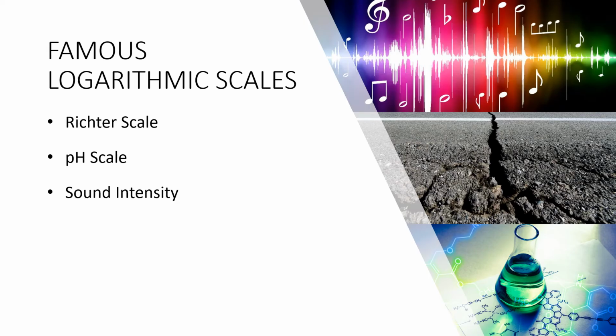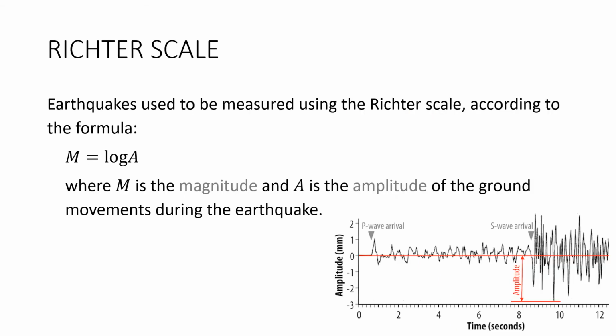So there are some famous logarithmic scales. Richter scale, pH scale, and sound intensity are three of them. Let's have a look at them. Earthquakes used to be measured using the Richter scale. They're not anymore, and the new formula is also logarithmic, but it's a little bit more complicated. So I'm just going to stick with the Richter scale.